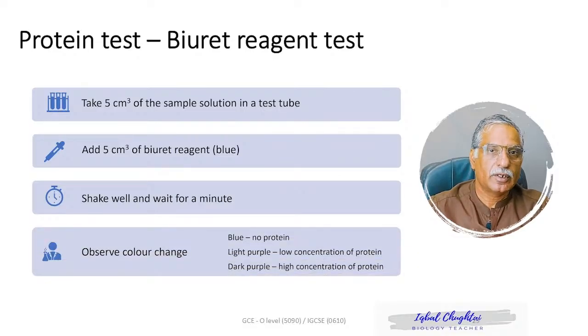If the test tube contents turn purple, that could be taken as purple, mauve, violet, or even indigo. Light purple color will reflect low concentration of proteins, and dark purple will reflect high concentration of proteins. But if color does not change, it remains blue, it means no proteins at all.